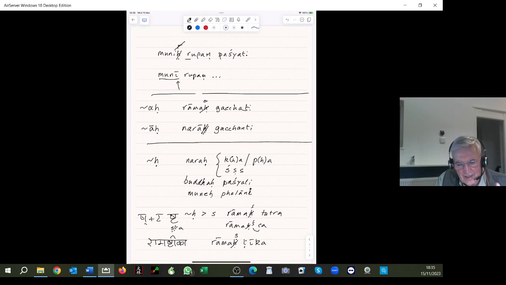So prati agachat, he returned, which then by sandhi becomes pratyagachat. Sandhi applies as normal here. Pratyagachat. And the next example given, he approached, is upa agachat. So agachat, he went. Upa agachat, he went up to, he approached. By sandhi, the upa plus the a becomes upa. So upagachat, he approached.